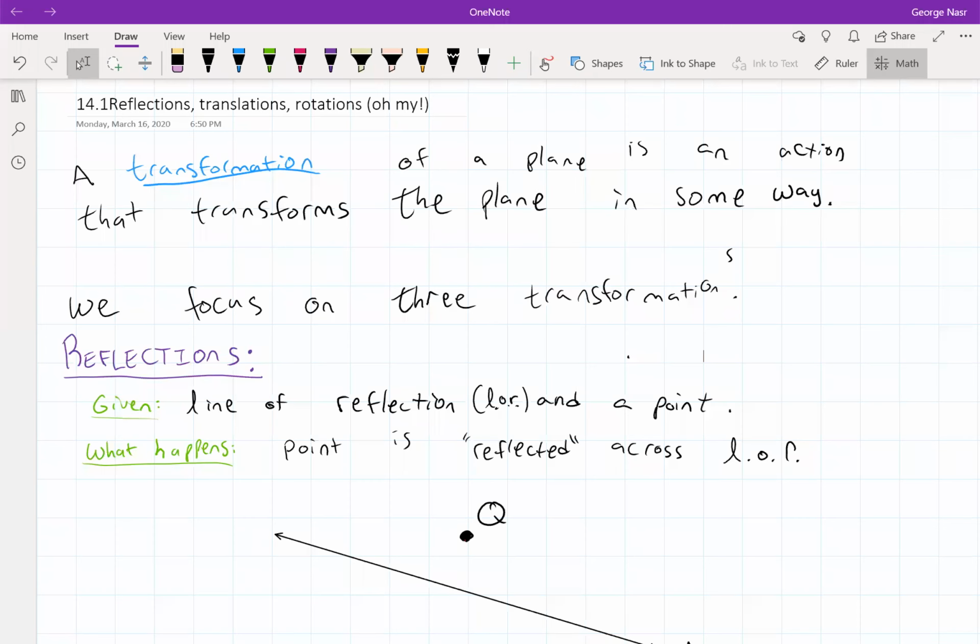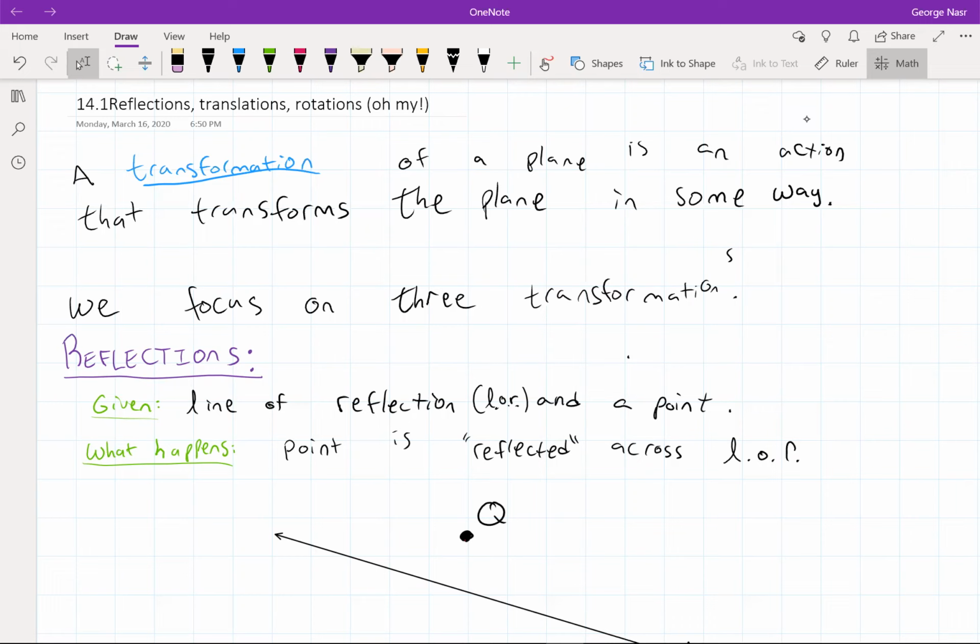So with that in mind, let me switch us back to the notes. All right, here we are, first section. So this first section is about transformations of the plane. In particular, they're about reflections, translations, and rotations.